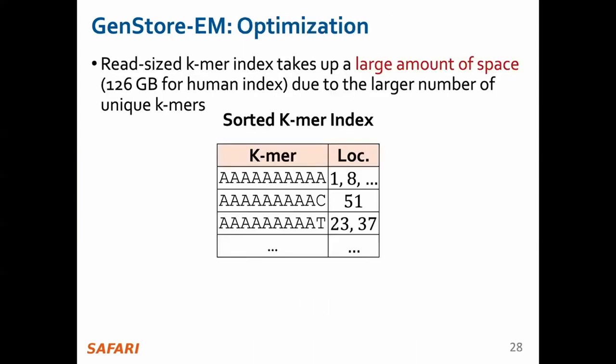So despite the key benefits of this sorted read-sized k-mer index, this index takes up a large space. For example, for a human index, it takes 128 gigabytes due to the large number of unique read-sized k-mers. And also, we can't use techniques like minimizers to reduce the number of entries in the table, because we really want to find the exact matches if they exist. So we can't afford any common techniques in bioinformatics to reduce the size of this table by reducing the elements.